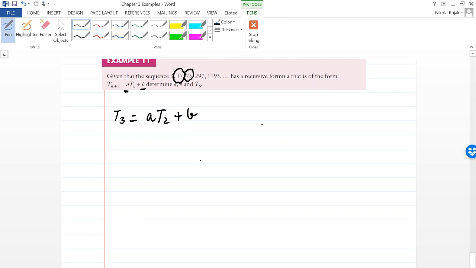So if we substitute some numbers in here, term 3, which is 73, is equal to A multiplied by term 2, which is 17, plus some number B. If we simplify this, we get 73 is equal to 17A plus B. So this is one equation that we've got. We could even label it equation 1.